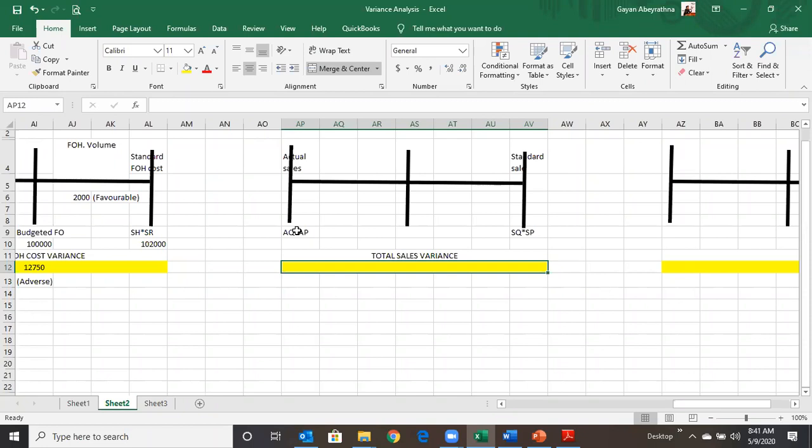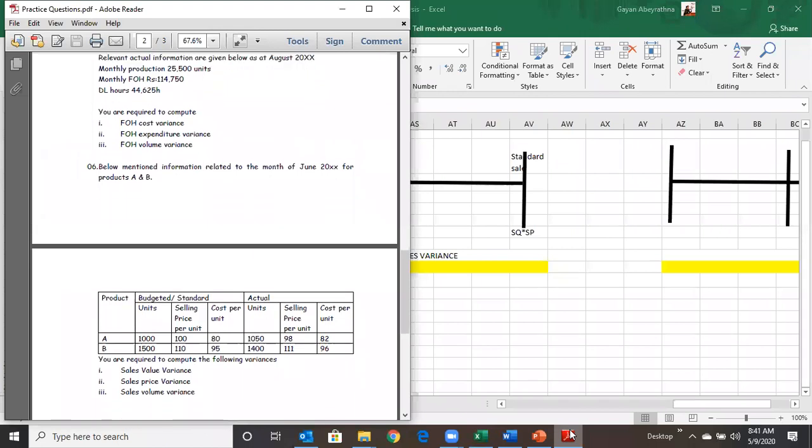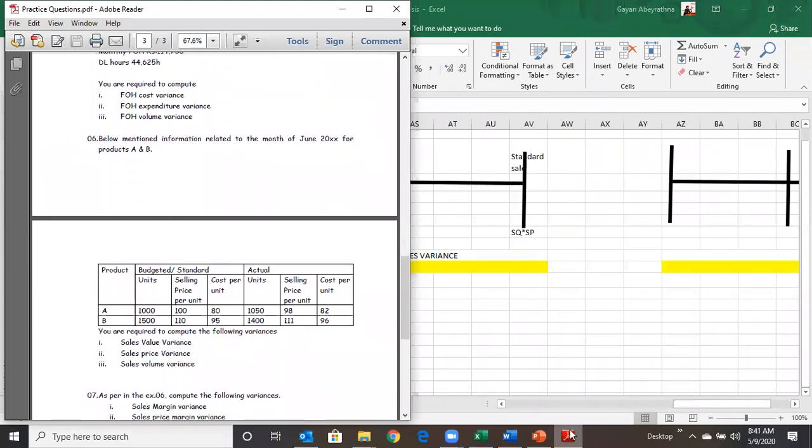Keep in mind, when more income comes, that is favorable for us. Okay, let's see. In this sum, you just consider product A. Don't consider product B. The reason I will explain later.